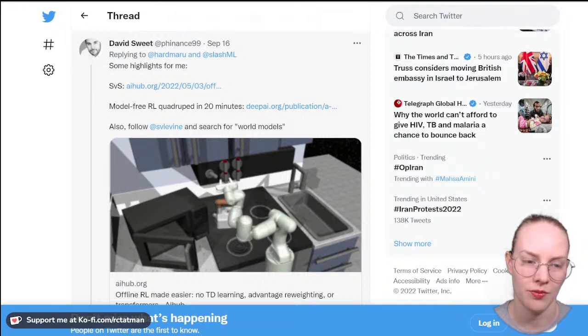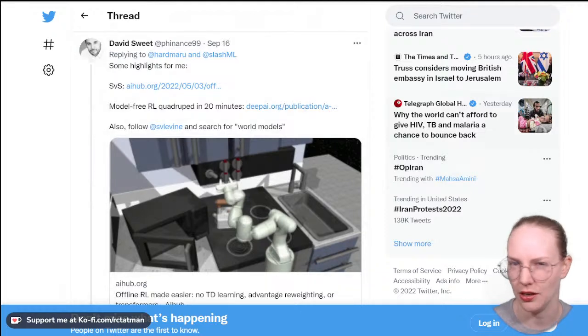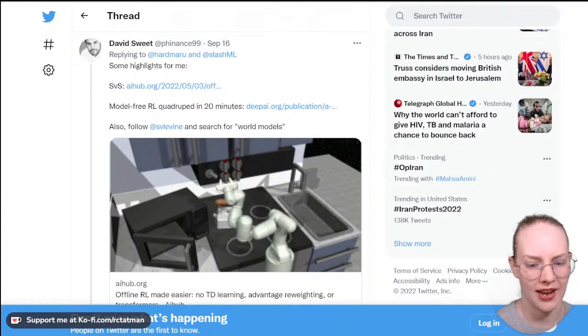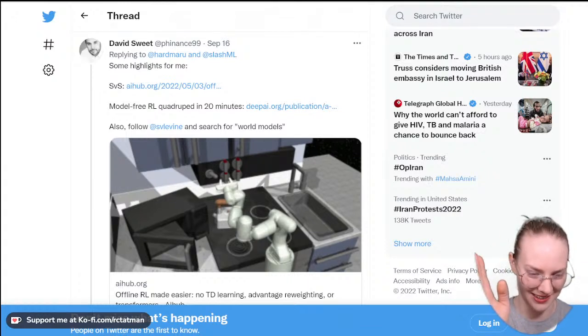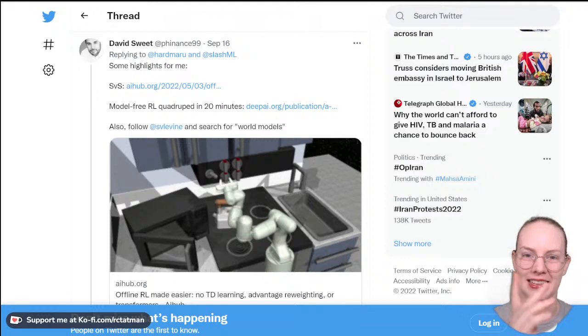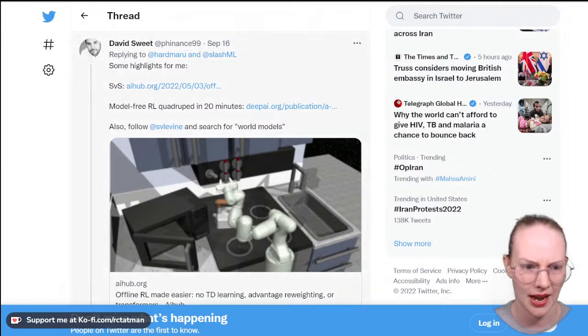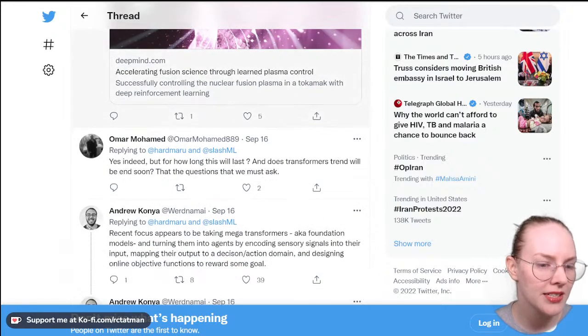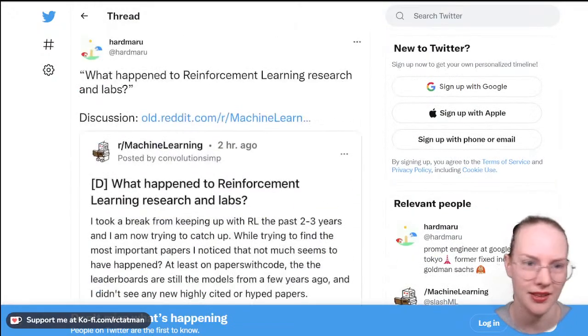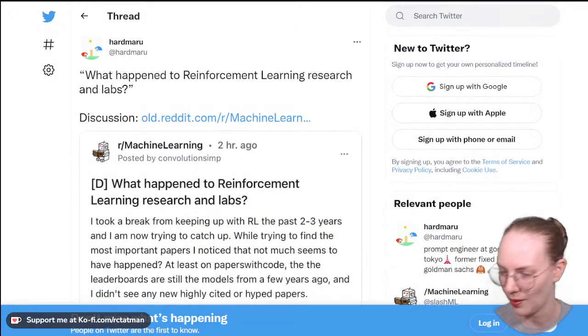So, model-free reinforcement learning quadruped in 20 minutes. A lot of the reinforcement learning literature, obviously some of it's on cars, but also some of it is on making vehicles drive, or gait, or a task where you're trying to get a simulated stick to stand up straight. Sort of like that trick where you balance a broom handle on your finger, but in 2 dimensions, and it's all a simulation. So people are working on stuff, but it does seem to not be the super hot field that it was a while ago.